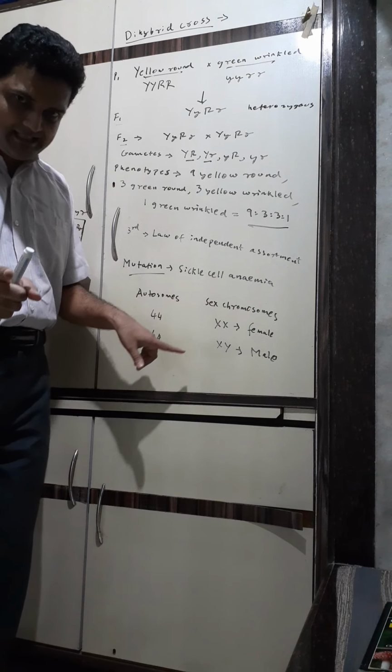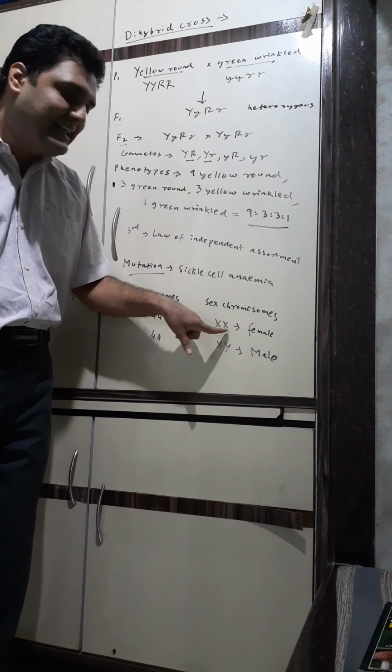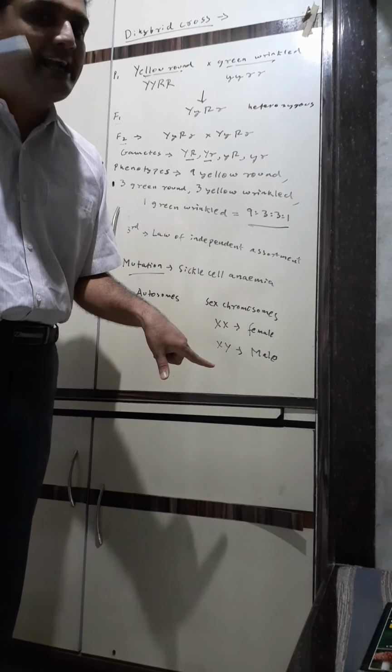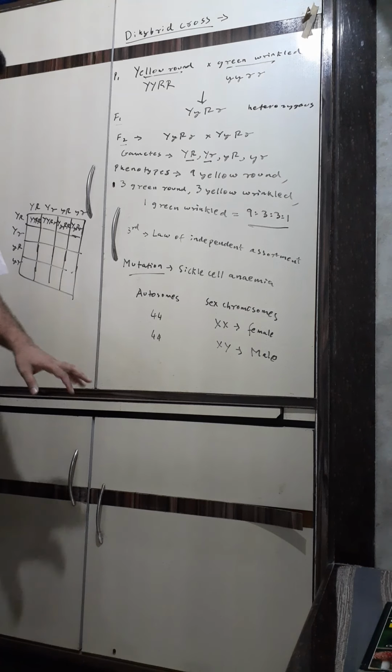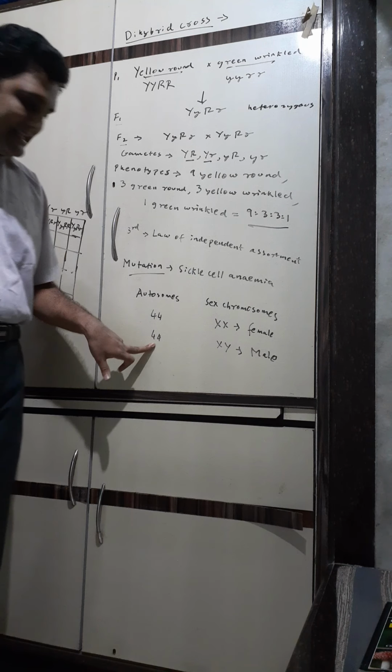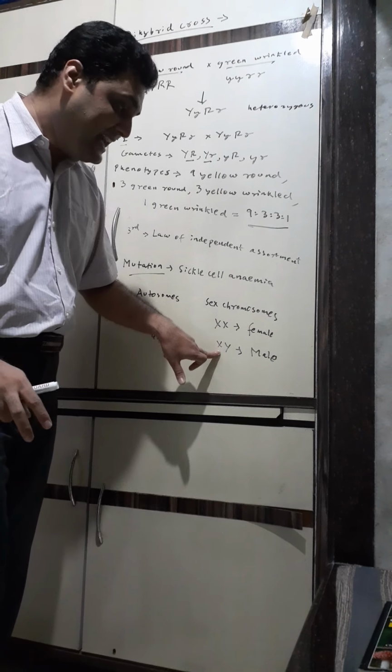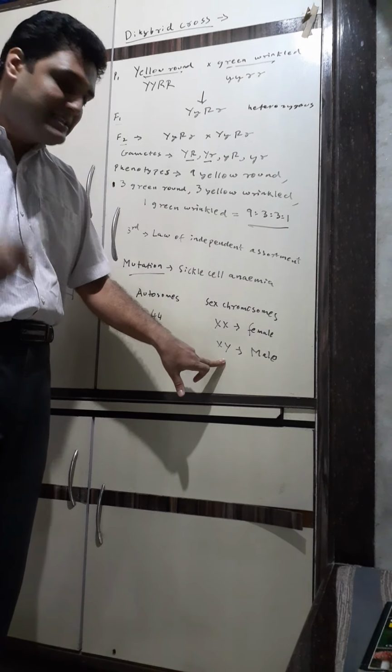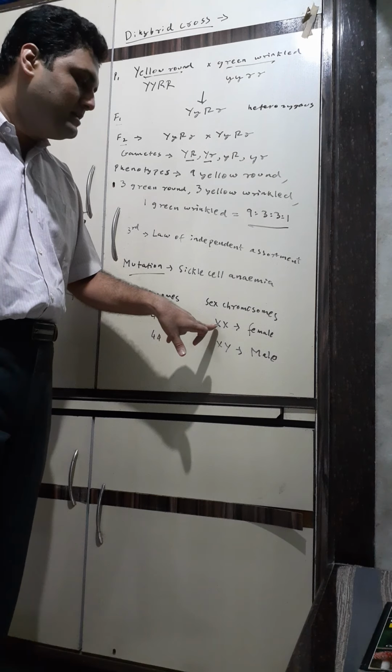In females, only in females, you will have X and X. There are 2 sex chromosomes, X and X. So therefore she is a female. In males, there are 46 chromosomes, out of which 44 are autosomes and 2 are sex chromosomes, X and Y. In males there will be X and Y, and females will be X and X.